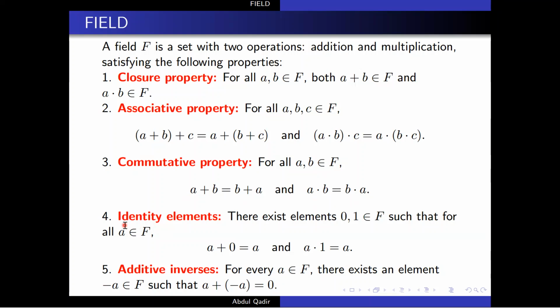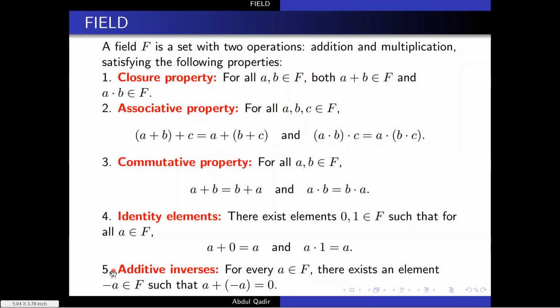Number four is existence of identity element. That is, the identity elements with respect to addition and multiplication also belong to the set F. So there exist elements 0 and 1 belong to F. Here 0 is an additive identity and 1 is multiplicative identity. So 0 and 1, both identities, belong to F, such that for all a belong to F, each element of F, a plus 0 is equal to a. That means additive identity belongs to F, and also a dot 1 is equal to a, meaning multiplicative identity also belongs to F.